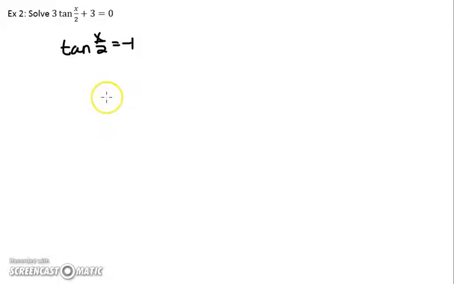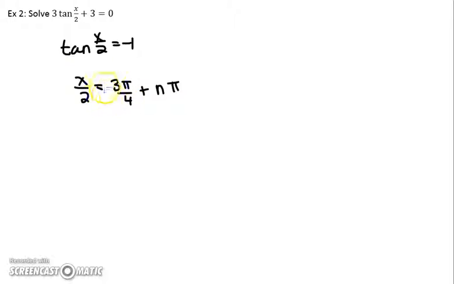And again, instead of trying to figure out when x equals whatever values, if we think about our unit circle, tangent's negative 1 at 3 pi over 4. So instead of saying x equals 3 pi over 4, we're going to say x over 2 equals 3 pi over 4 plus n pi. Right, so remember, tangent and cotangent get the n pi, the other ones get the 2n pi.